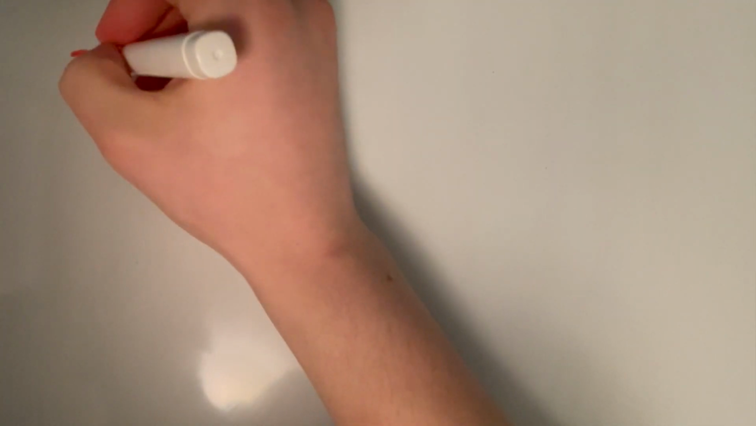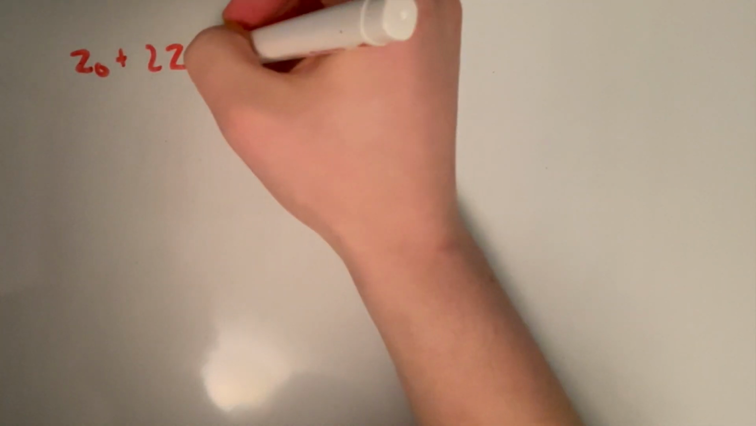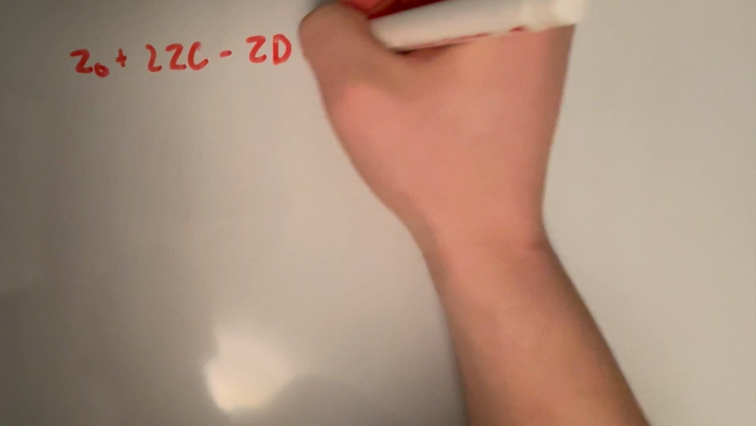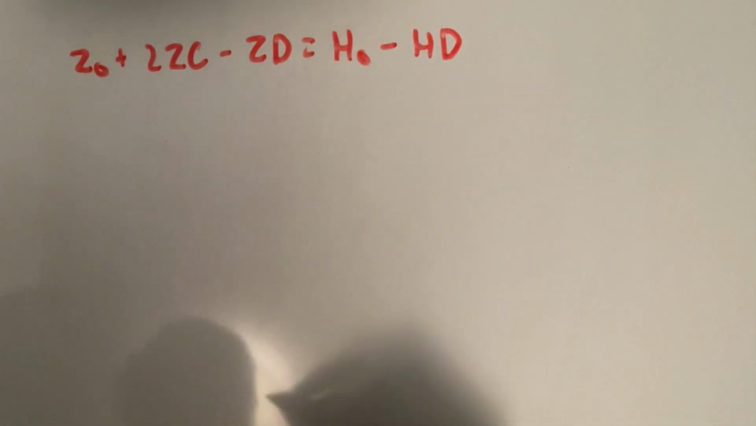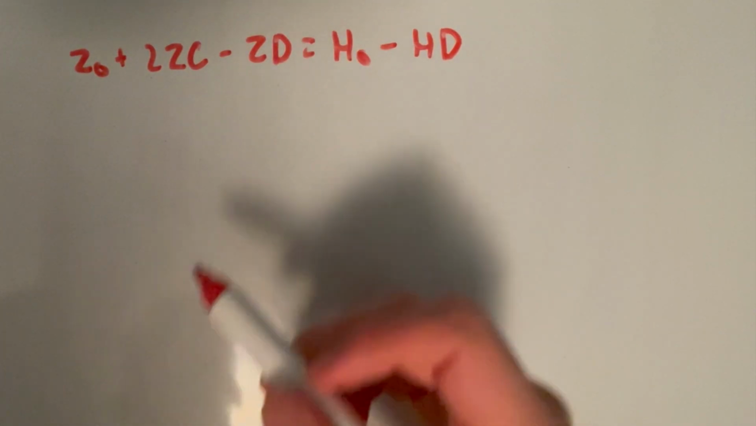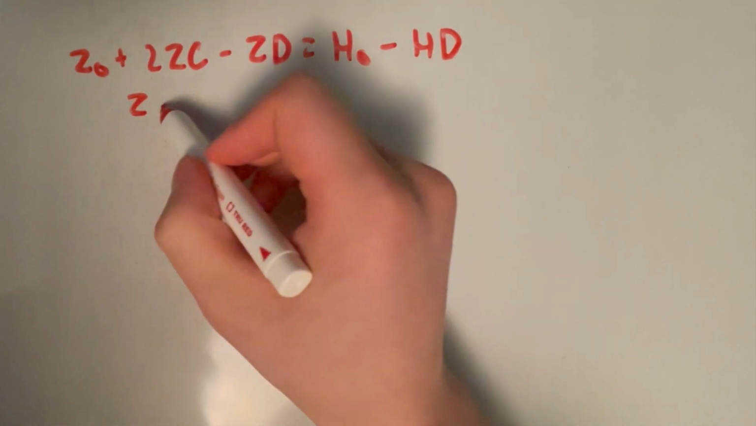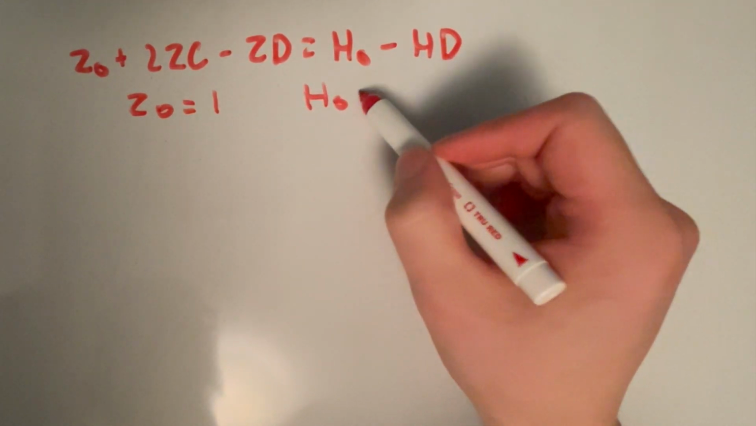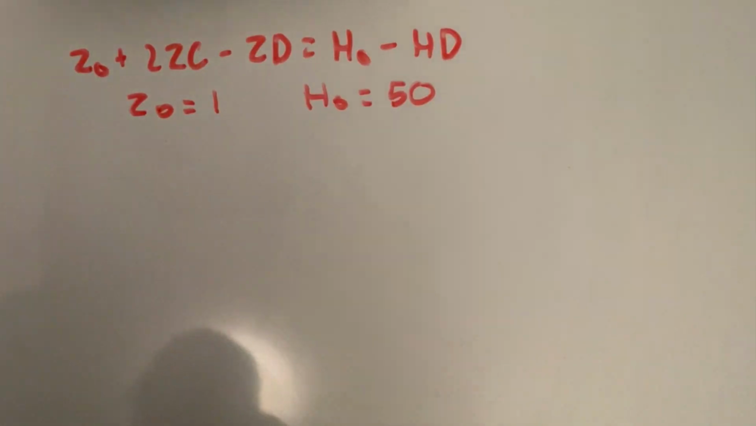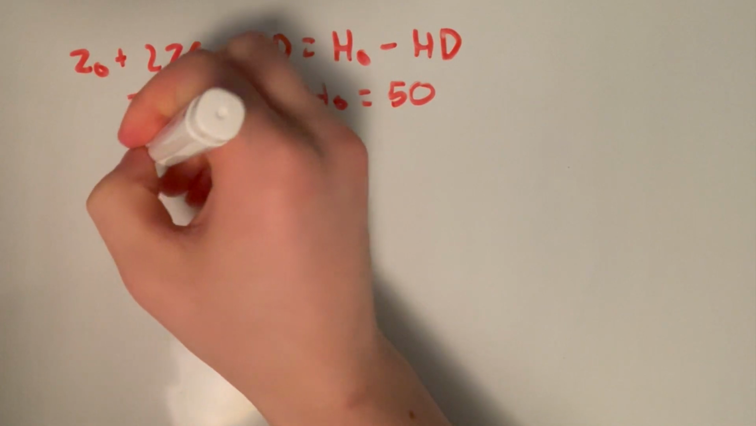Again, our equation is Z0 plus 2ZC minus ZD equals H0 minus HD. Let's conceptualize this with a smaller H0 of 50. Our Z0 will be 1, or the patient 0. How many potential notable outcomes are there? One guess would be H1 equals 25.